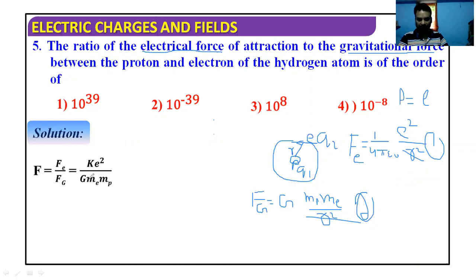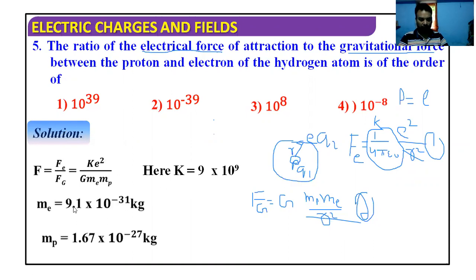And what is left when we divide is K, the value of K. So we get K E square upon G, mass of the electron and mass of the proton. Now place the values. K is given, the mass of the electron is given as 9.1 into 10 to the power minus 31 kilogram. The mass of the proton is also given; proton is a little bit heavier than the electron. The charge on the electron is known, the value of K is known, the value of G is known.